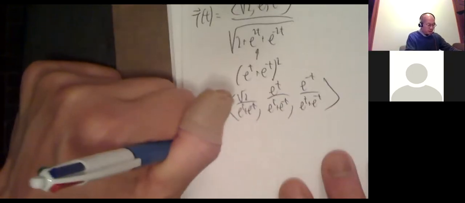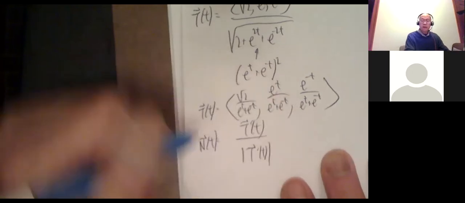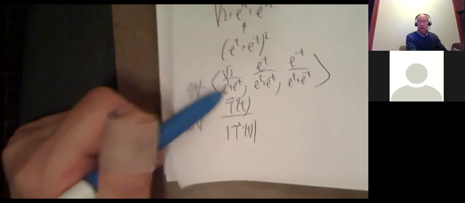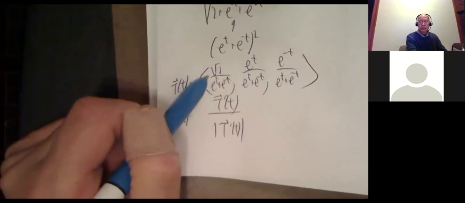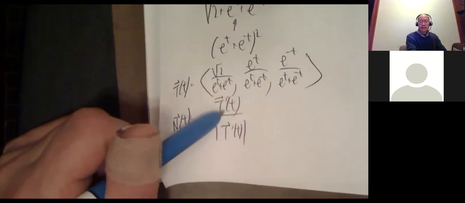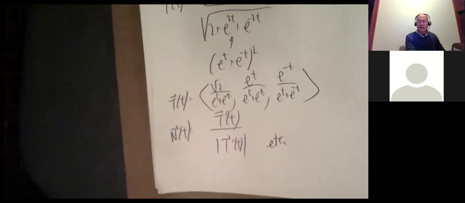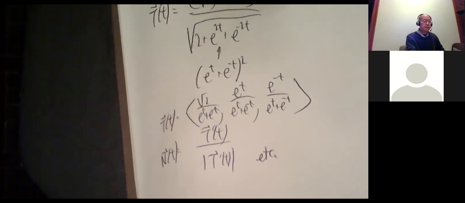But we have the formula: N of t is T prime divided by magnitude of T prime. But to find T prime means you're doing three derivatives, two of which involve a quotient rule. This one doesn't. So in the interest of time, I'll just have to say etc. It's very messy work, and I don't think I'm willing to do that right now.